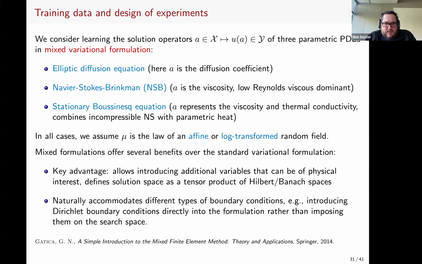The mixed formulations offer several benefits over the standard variational formulation. One key advantage is that it allows introduction of additional variables that can be of physical interest. It also defines the solution space as a tensor product of Hilbert and Banach spaces, and naturally accommodates different types of boundary conditions, for example, introducing Dirichlet boundary conditions directly into the formulation rather than imposing them on the search space. You can see more about this in the book A Simple Introduction to the Mixed Finite Element Method: Theory and Applications by Gatica from 2014.